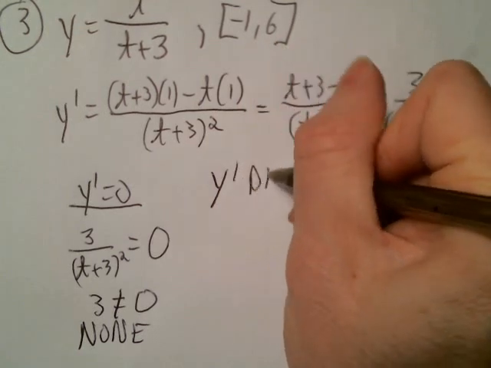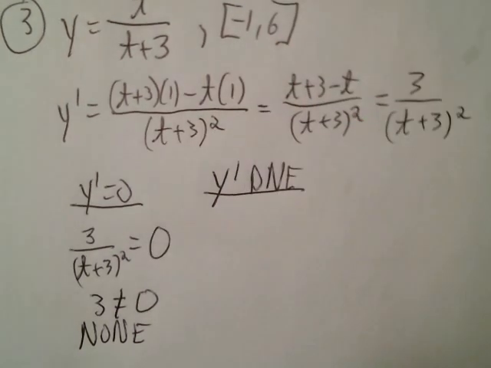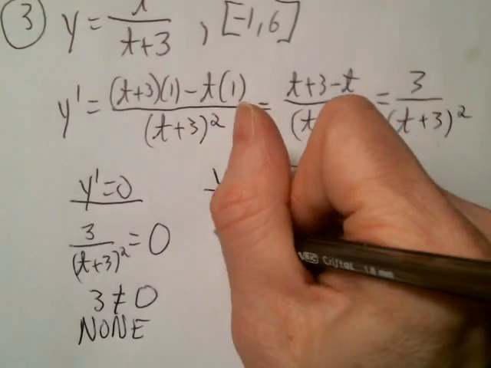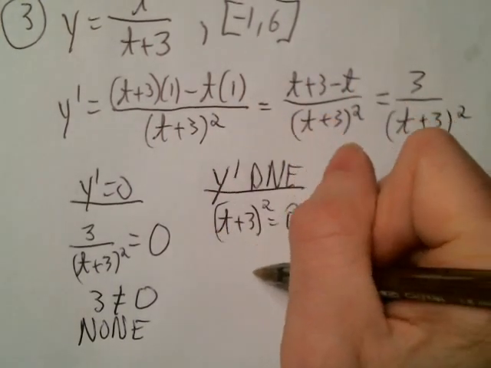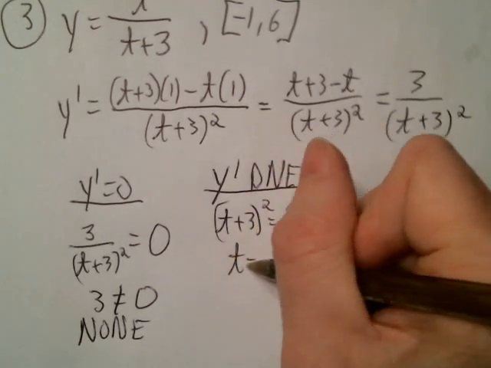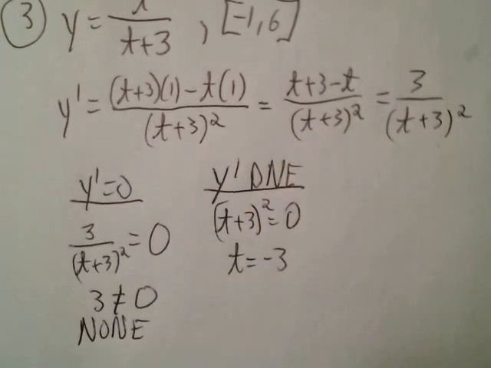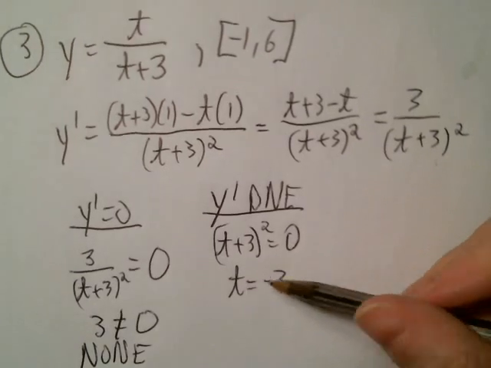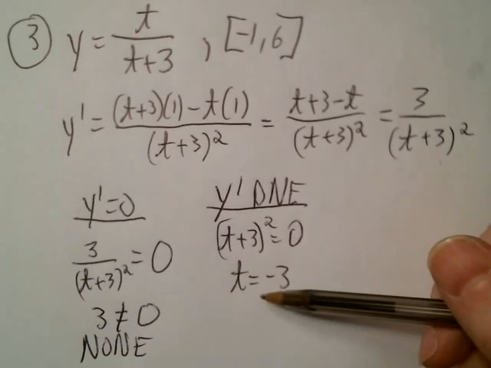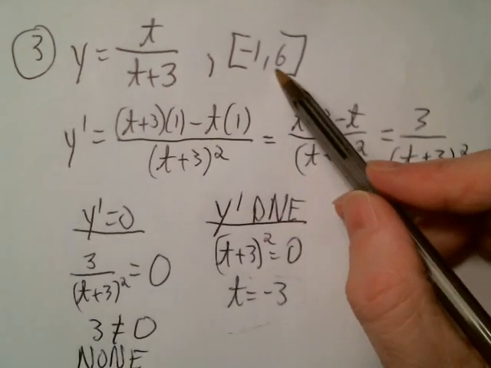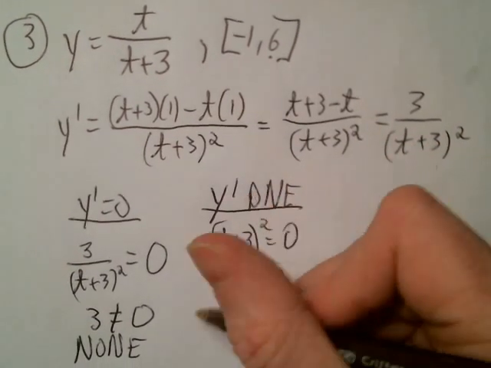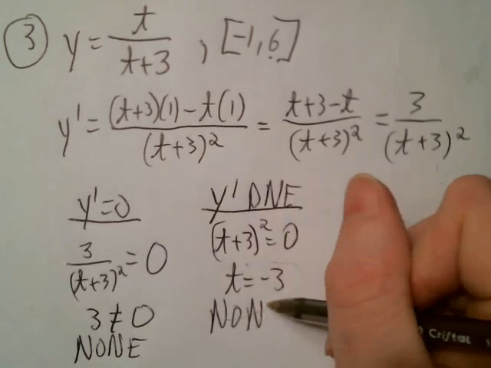Then you want to know where the derivative is not defined. Okay? So this time I take the t plus 3 squared and set it equal to 0. And that's only going to happen when t is -3, right? So our only real critical number or potential critical number would be -3, but it's not even in our interval of concern. So we're not going to even work with that.